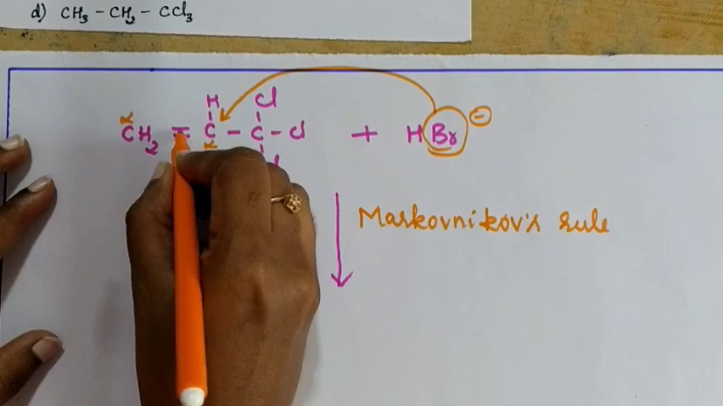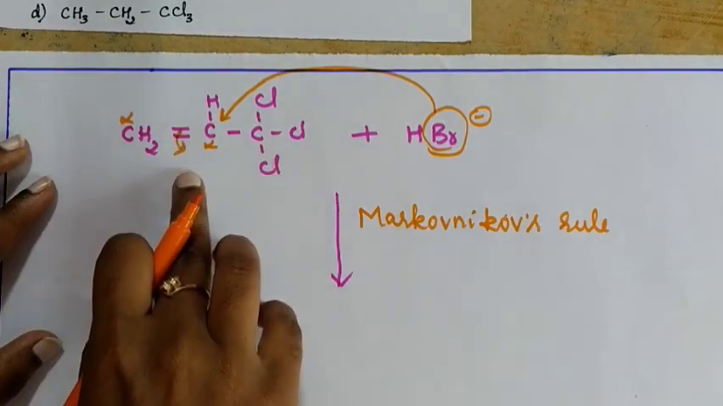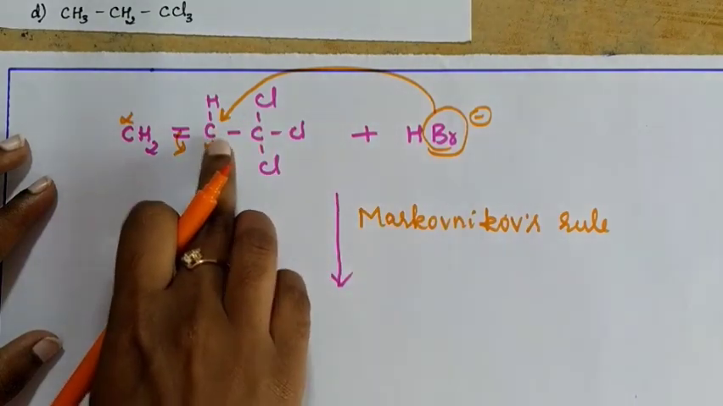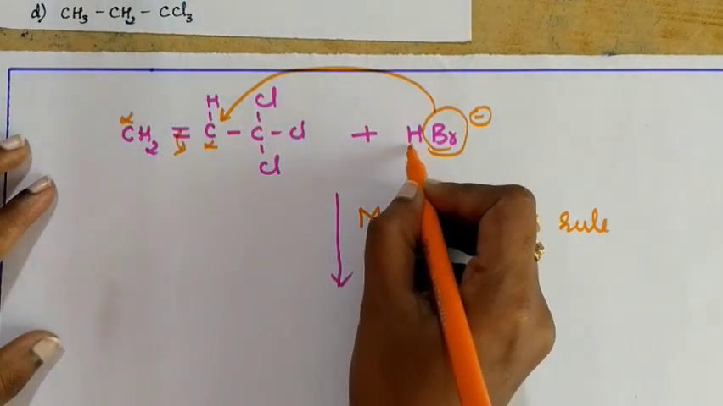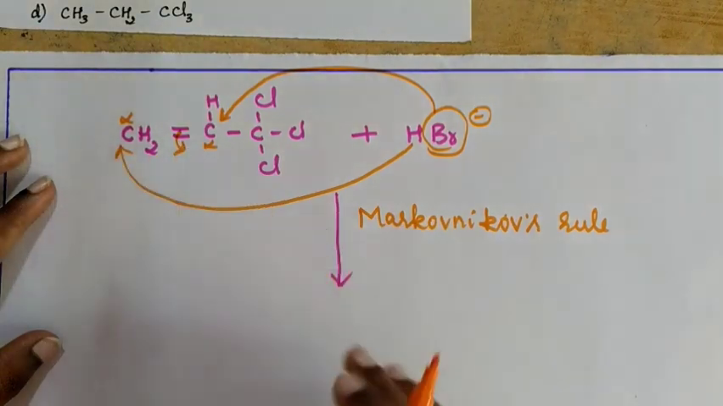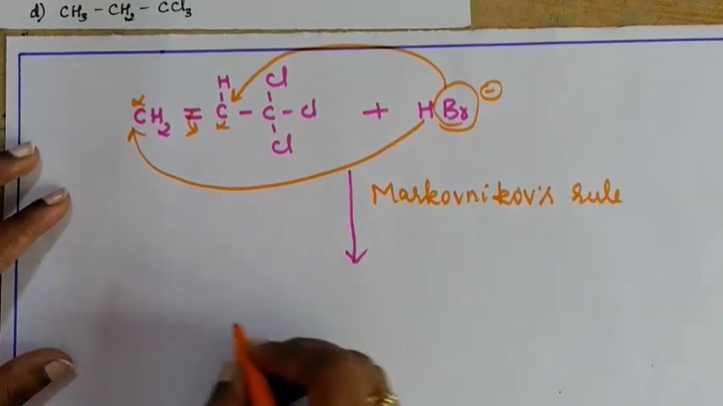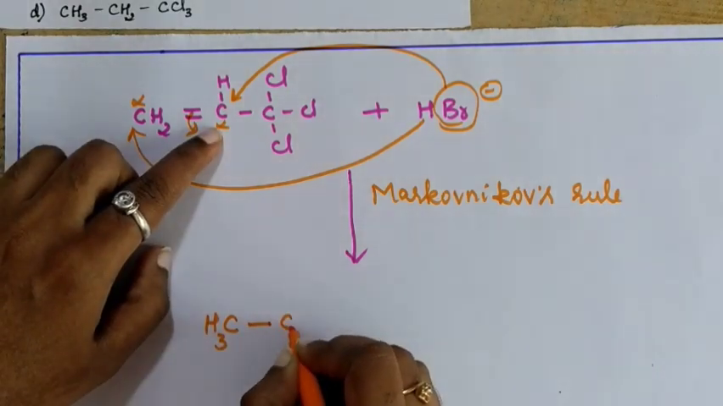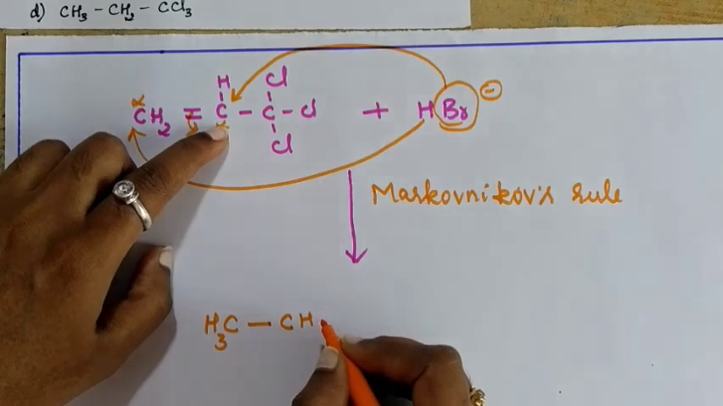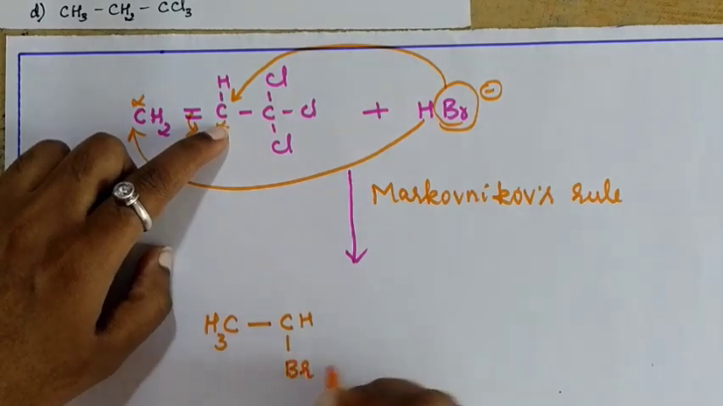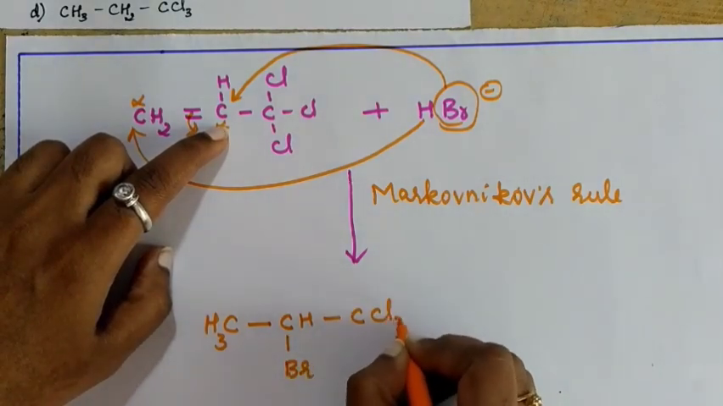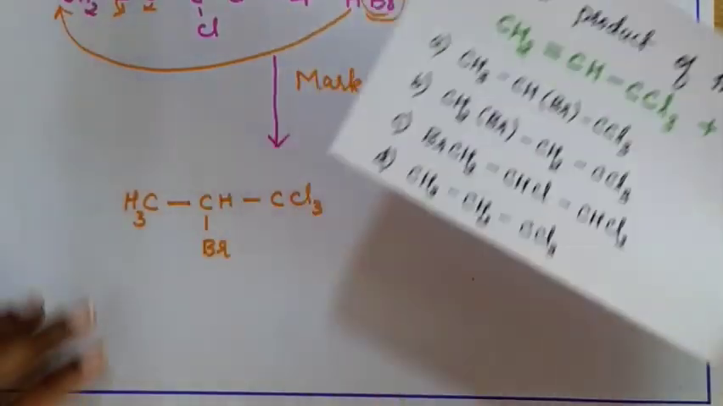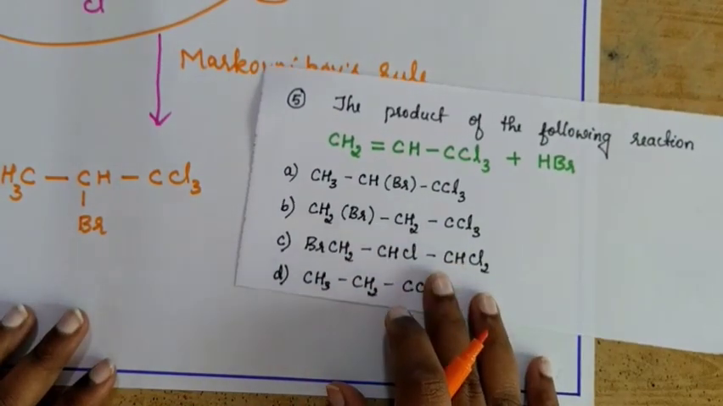Before that, the double bond will get broken. After breaking this double bond, Br will come and make a bond with the alpha carbon atom which has fewer hydrogens, and this hydrogen will make a bond with the carbon atom with more hydrogens. So the product we are going to get is CH3 single bond CH, to this CH, Br has been bonded, and CCl3. Understood? So let's find the answer in the given options.